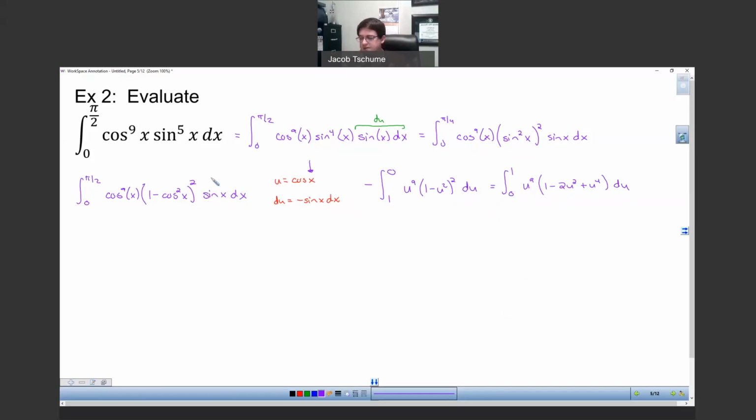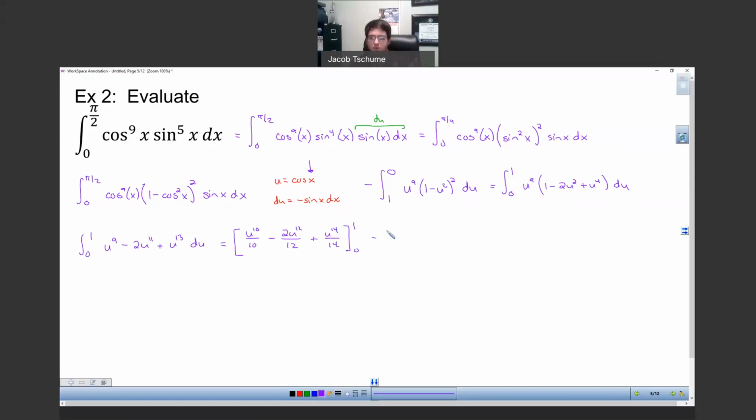Distribute that u to the ninth to all three terms, and you will get the integral from 0 to 1 of u to the ninth minus 2u to the 11th plus u to the 13th du. So on all three of those terms, we're going to add 1 to the power and divide by the power. So that's u to the 10th over 10 minus 2u to the 12th over 12 plus u to the 14 over 14, evaluated from 0 to 1.